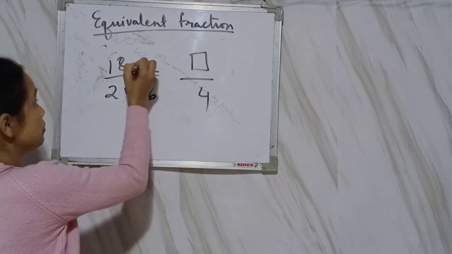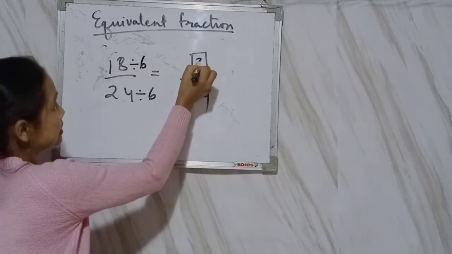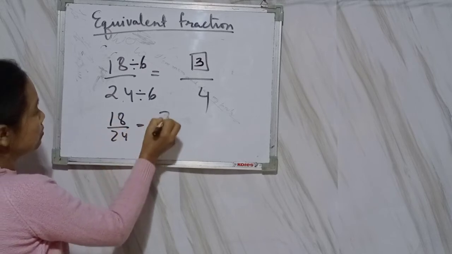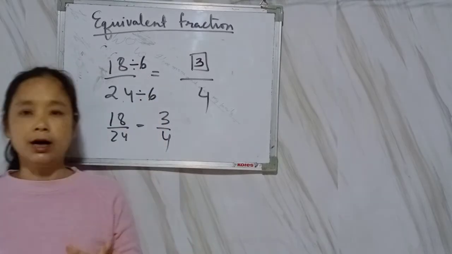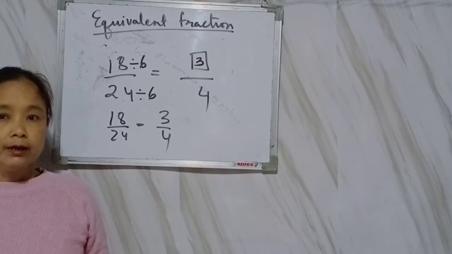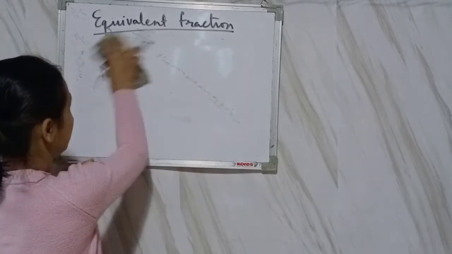Then likewise, you will divide the numerator also. 18 divided by 6 is 3. Then that means 18 by 24 is equal to 3 by 4. That is how you have to find out the equivalent fractions. Okay? I hope you all know how to reduce a fraction into its lowest term.